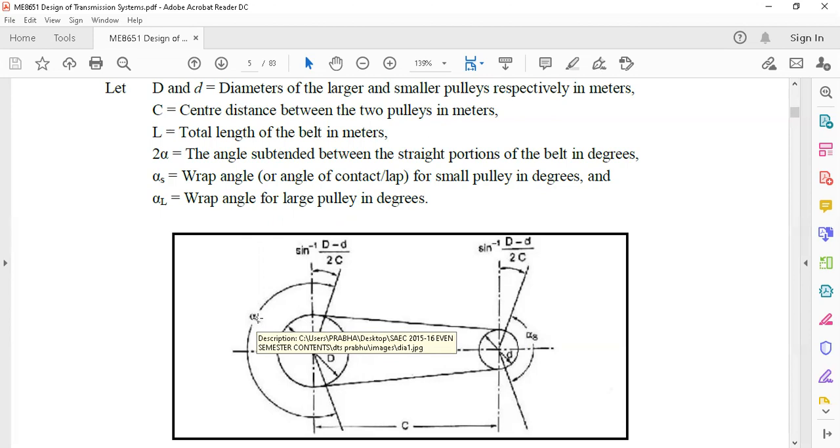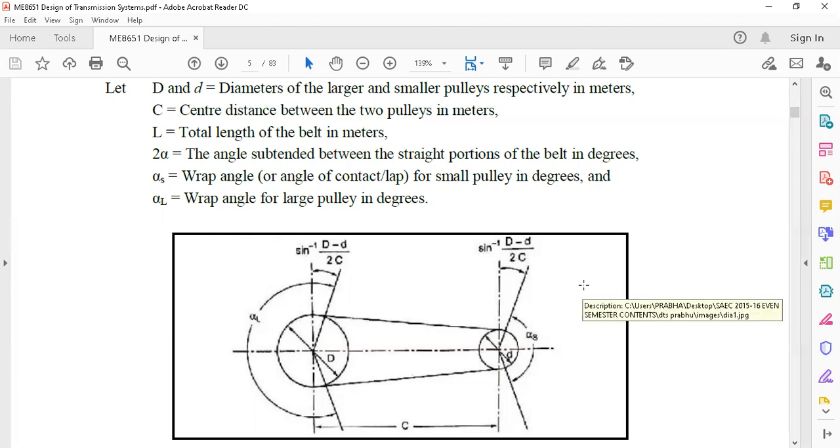Okay, that contact surface is called alpha S and alpha L. For a smaller pulley, it will be alpha S. For a larger pulley, it will be alpha L. That is called the wrap angle or arc of contact. Arc of contact means from this point to this point, the belt is in contact with the pulley. You can generally think that from this point to this point is the arc of contact, where the belt is in contact with the pulleys, and we can calculate from that what the wrap angle or angle of contact, the arc of contact, is.